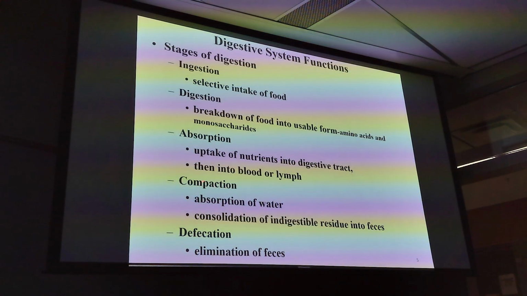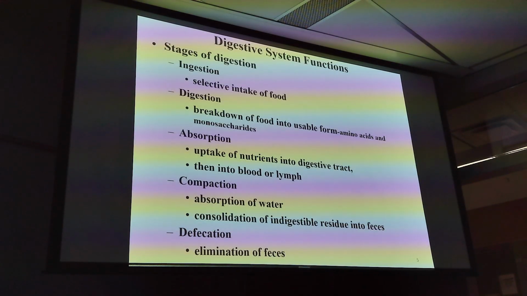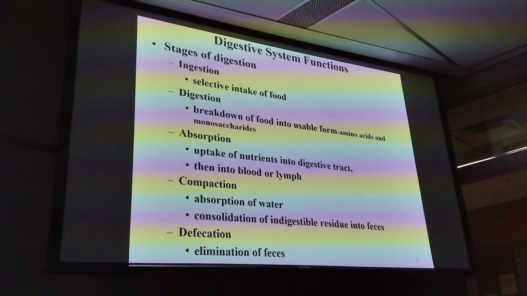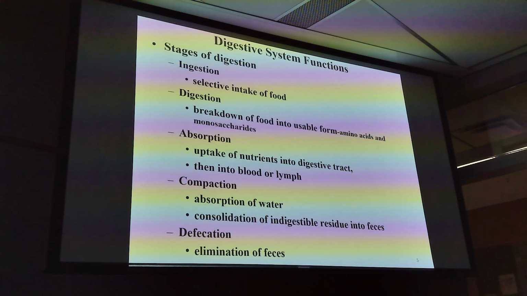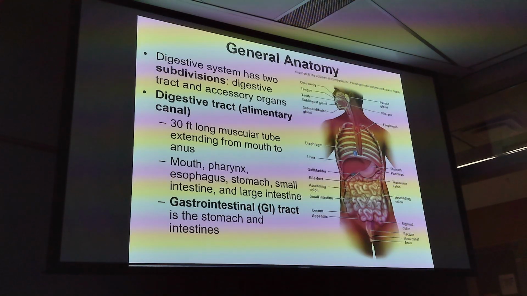And then compaction. This is what occurs in the large intestine. The large intestine primarily has two functions. The bacteria that's there, because not only do they help digest your food, but they make things that we can't make ourselves. They make some vitamins for us, okay? And taking up of water, okay? That is your large intestine, absorption of water. And then elimination, defecation, okay?